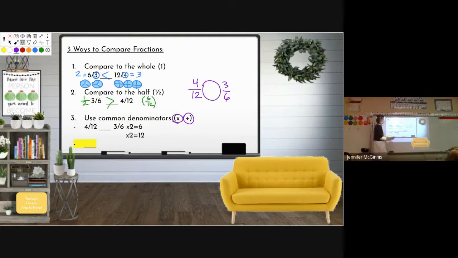When I say a common denominator, what does that even mean? Because in order for us to have success in today's lesson, we really need to know what that means. What is a common denominator?